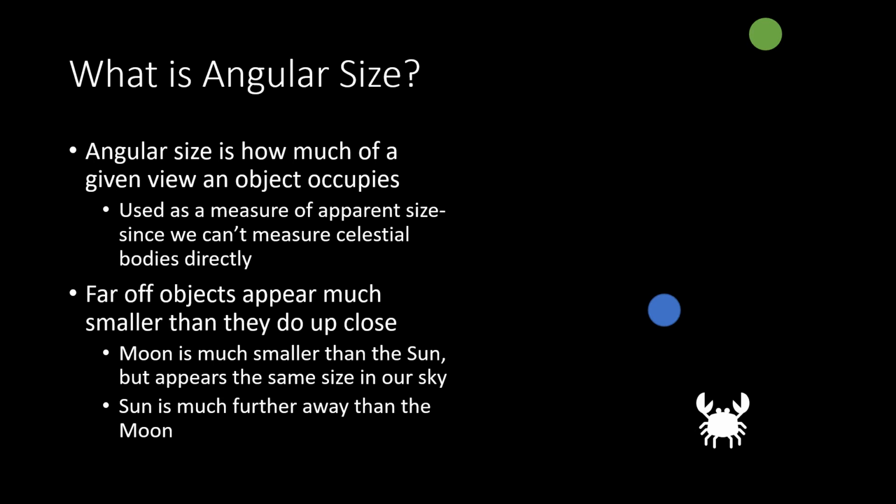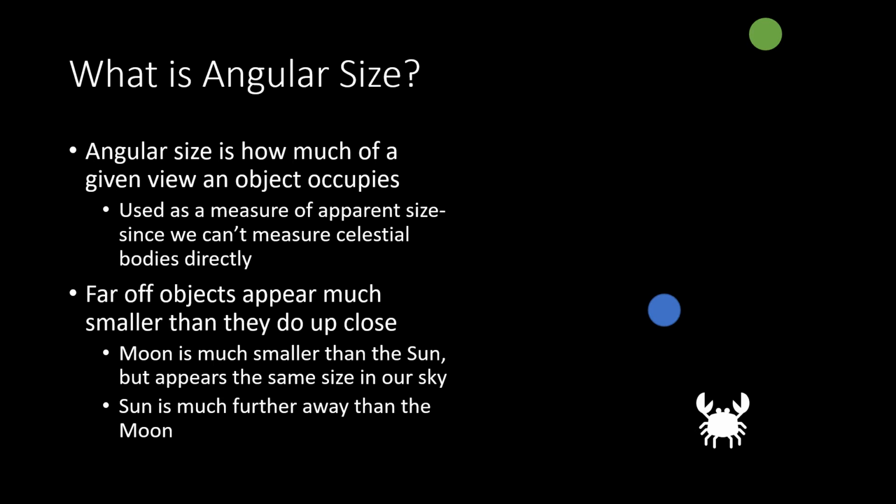So angular size is used to measure the apparent size of things, since we can't go up to these celestial bodies and measure them directly. Even the moon is fairly close, but it would be a lot of work to send a crew to the moon to measure the distance from one side to another, the diameter of the moon, as we're viewing it from Earth. And this also brings up the point that far-off objects appear much smaller.